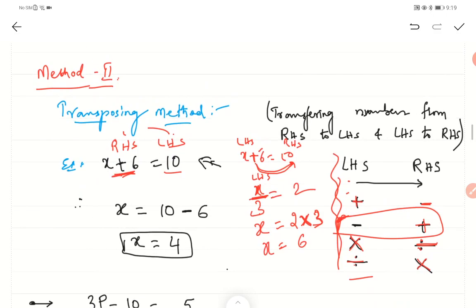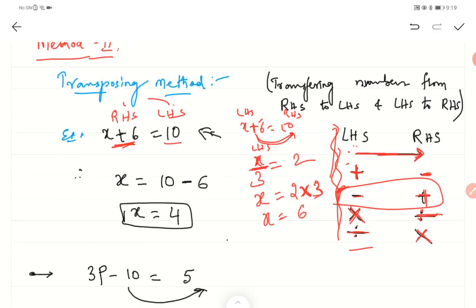It's very simple. Just remember, whichever number is there on the left hand side, if you are transferring that number to the right hand side, your plus will become minus, your minus will become plus, multiplication will become division, and division will become multiplication. Just remember these rules.